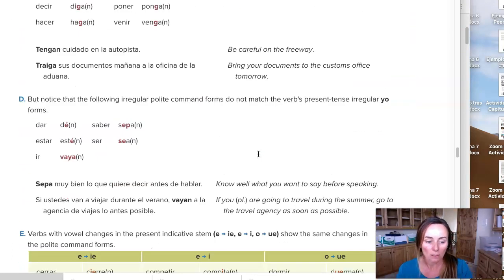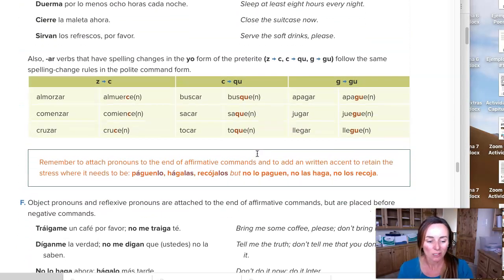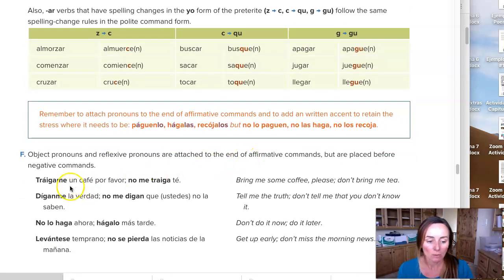And then also, as we start working with the negative commands a little bit more, you're going to notice that there is one other change that happens, which is right here. When you have a pronoun attached to the end of a command, a positive command, tráigame un café, por favor, the negative is going to go before, right? The no traiga, and then also the pronoun, no me traiga. Díganme la verdad, no me digan, ¿verdad? Que ustedes lo saben or la saben. So the pronouns go always before the negative command, right after the no, and then attached to the end of the positive command. So you might see some of those as you're doing your tarea, no?